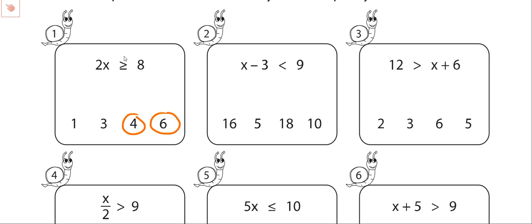Okay, make sense? Yeah. Need me to go through any others, Lara? You're happy getting on with them? Okay, go.